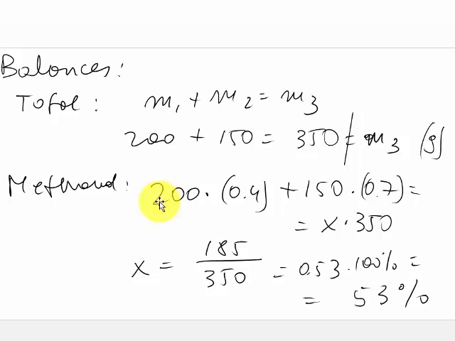Utilizing the numbers, the masses, and the compositions or the fractions of methanol, 40% and 70%, that's the two streams going into the process, we would end up with the composition of the final product X, which is equal to 185 grams divided by 350 grams, and it is equal to 53%.